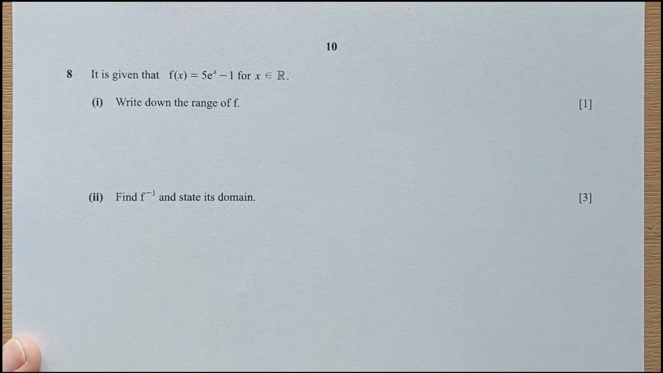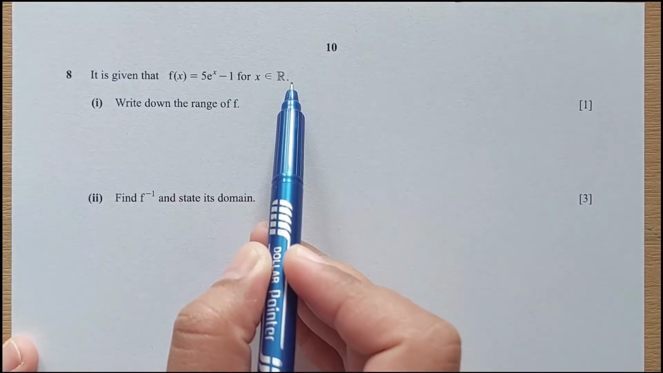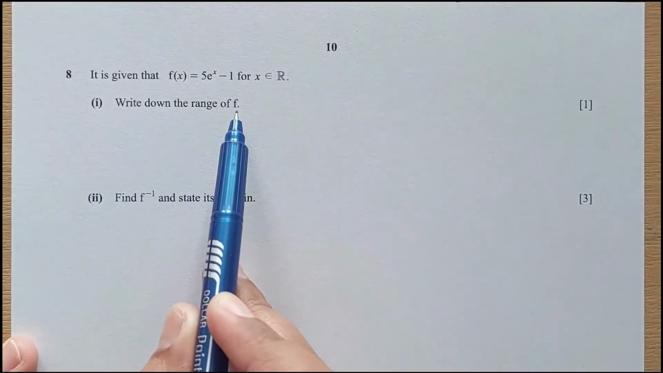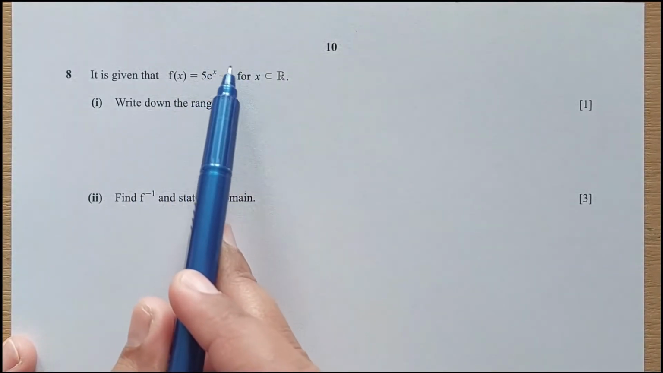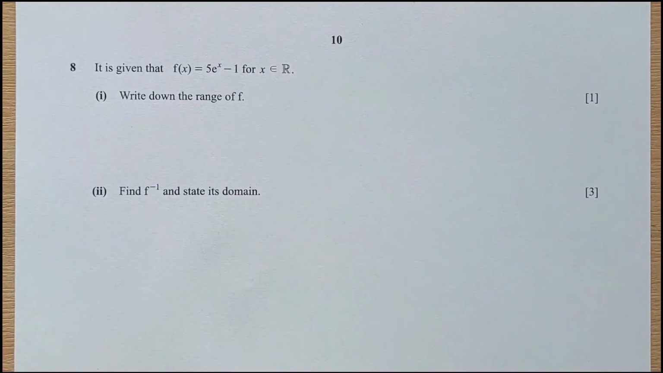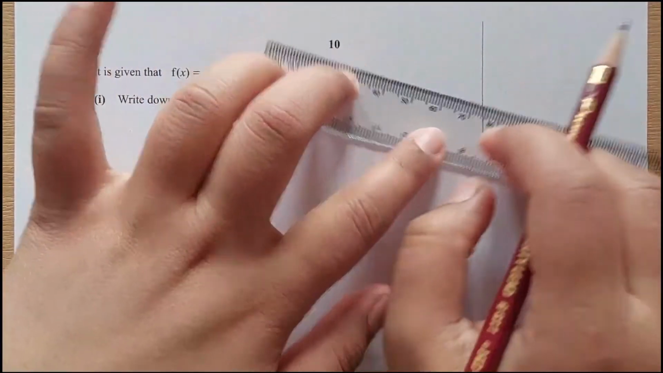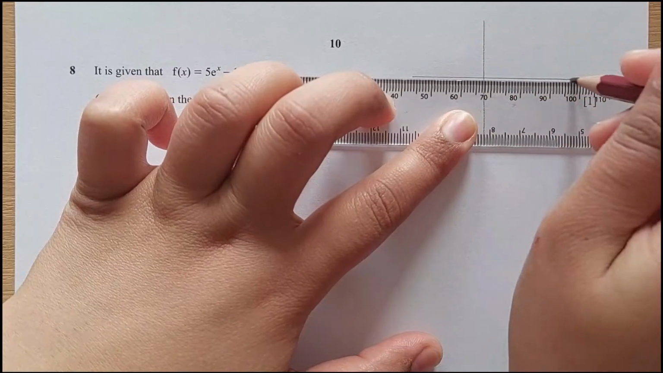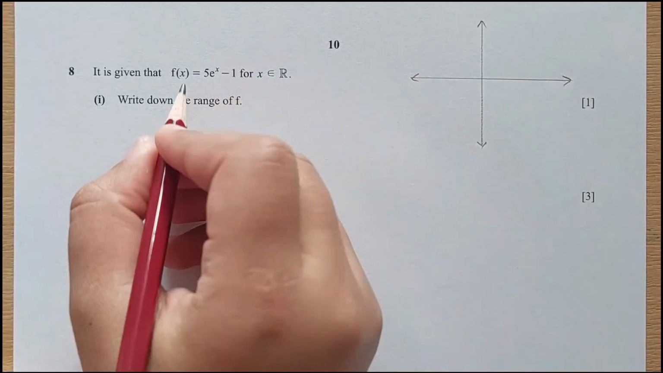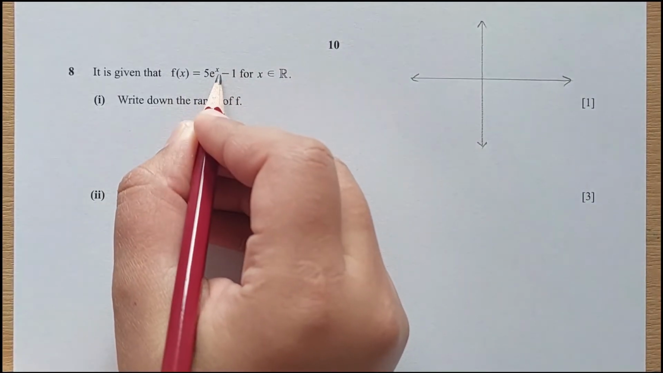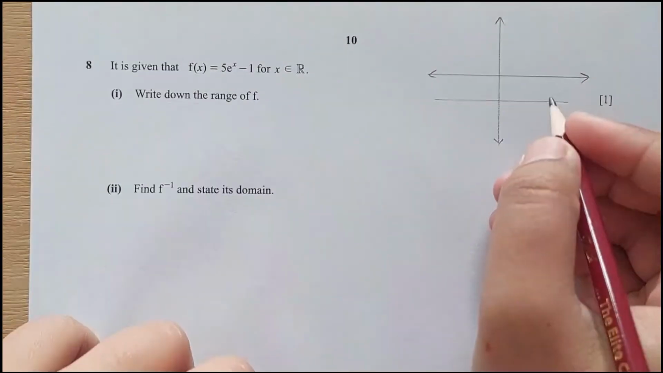Question number 8, it is given that f of x equals to 5 e power x minus 1 for x belongs to real numbers. Now for part 1, write down the range of f. So this is an exponential function and it has the horizontal asymptote f of x equals to minus 1. So let me draw the graph for this function. Okay, if this is the xy coordinate, right? So y equals to minus 1 is the horizontal asymptote. Let's say this is minus 1. This line is y equals to minus 1.